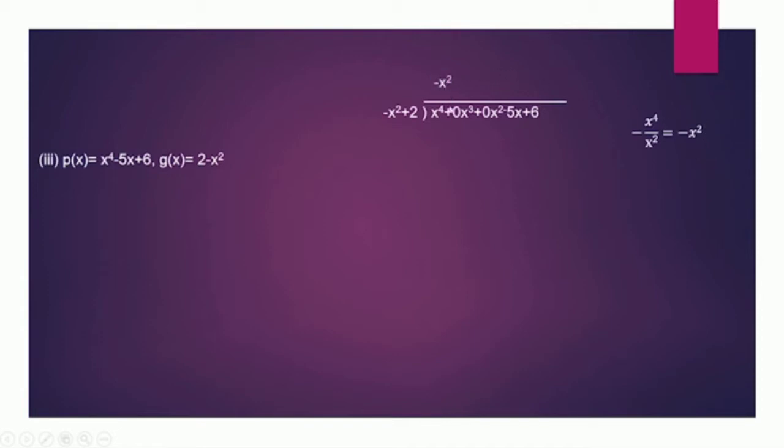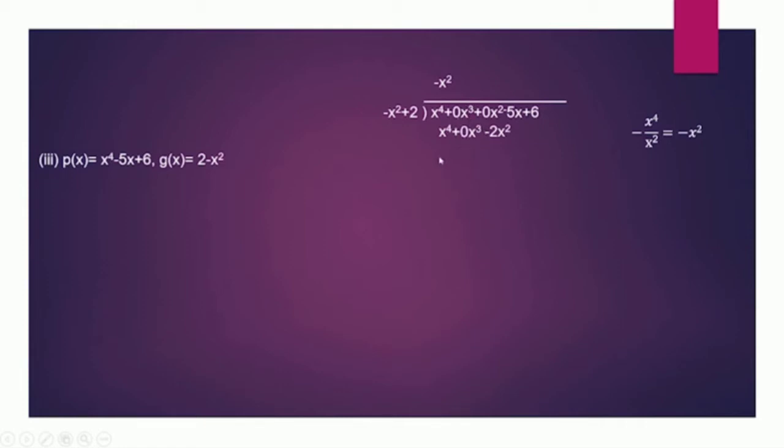And in the next step, this minus x square is multiplied with the whole minus x square plus 2. That is g of x. By multiplying minus x square into minus x square, we will get x to the power 4 here. And minus x square into plus 2, we will get minus 2x square here. And here the x cube component will be 0.